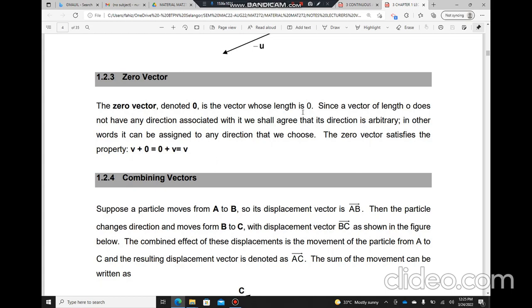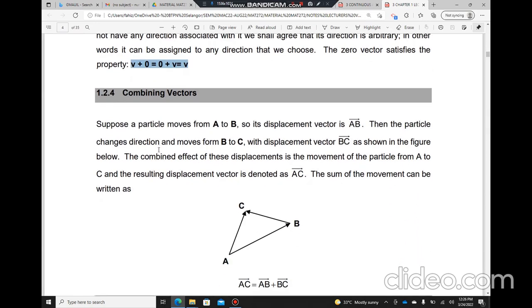The zero vector satisfies the property. Okay, kalau vector plus zero vector, it is equals to zero vector plus vector and it is equals to vector. So yang ni dia apa ni properties untuk zero vector. Jadi awak biasa jumpa dalam apa ni basic of mathematics kan. So kita ada apa ni property untuk zero vector.